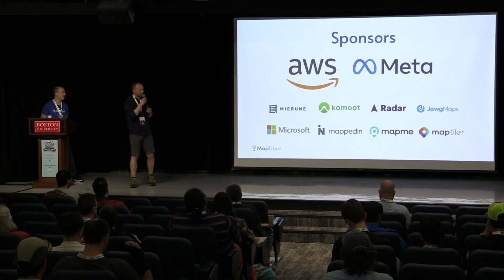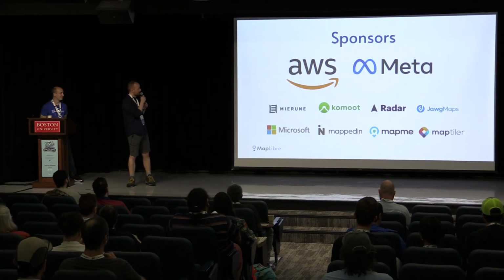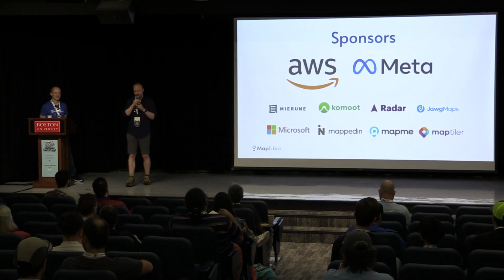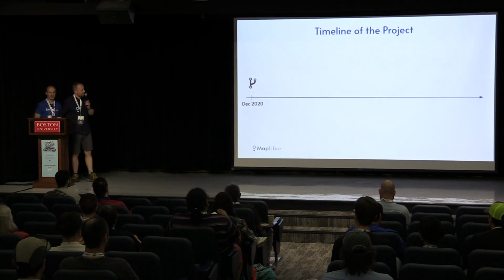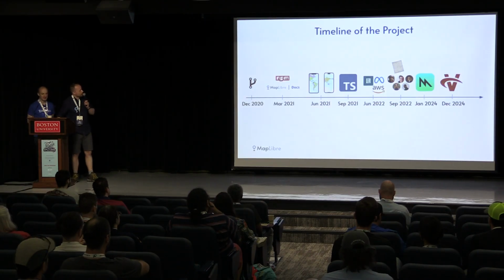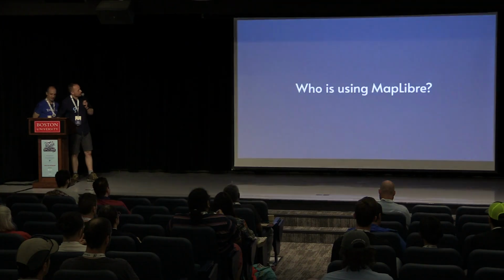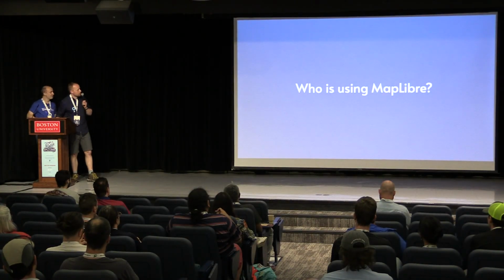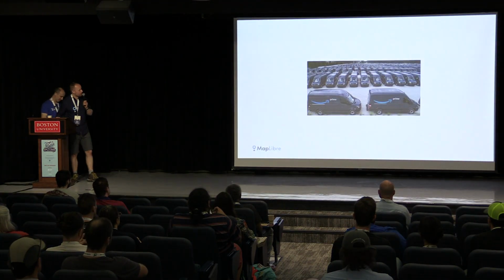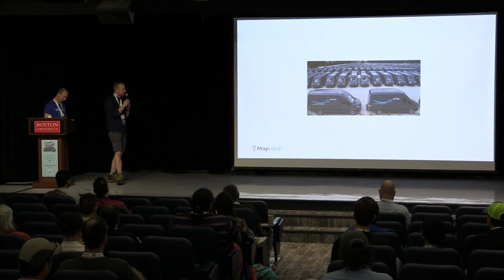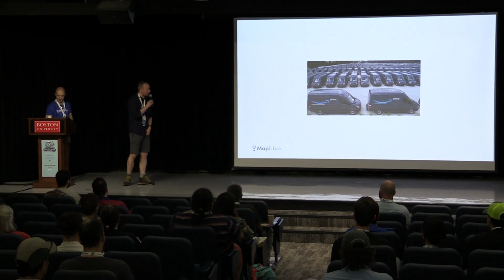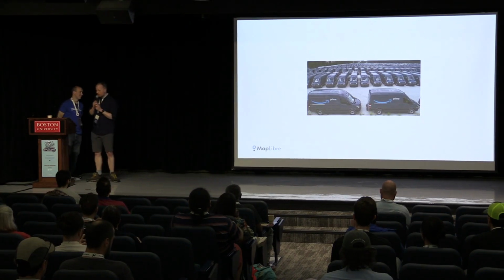Yeah, so the sponsor slide is there not just because they give us money, but also because these companies are big users of MapLibre and are very dependent on MapLibre. So let's go over who's using MapLibre. The first one is Amazon, right? They use MapLibre for all their delivery trucks. It's a very big operation.